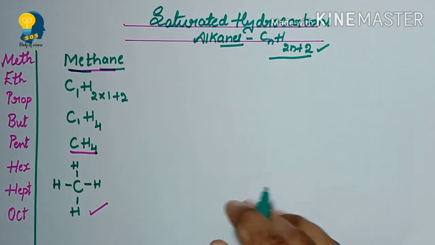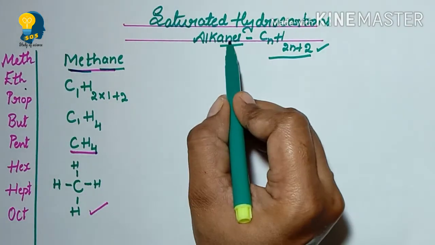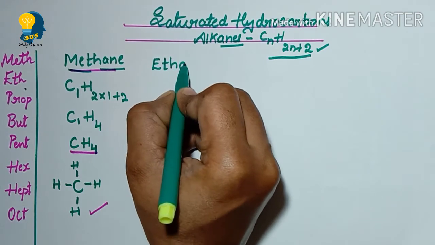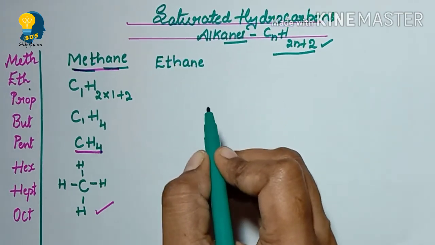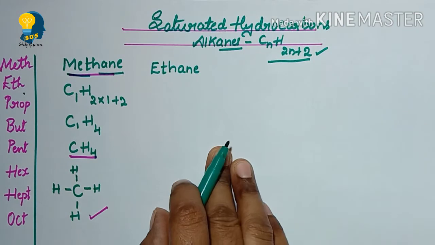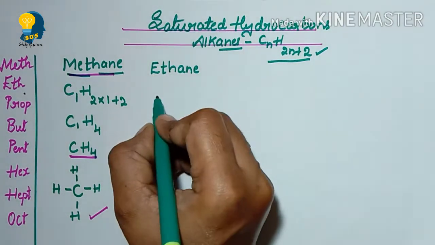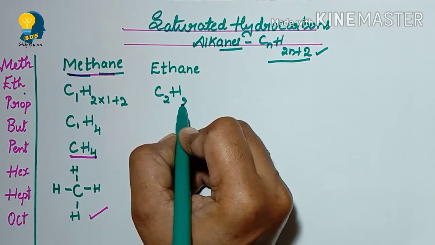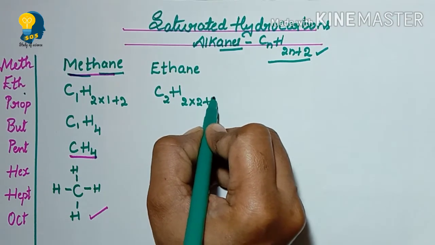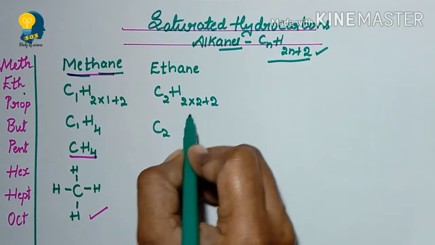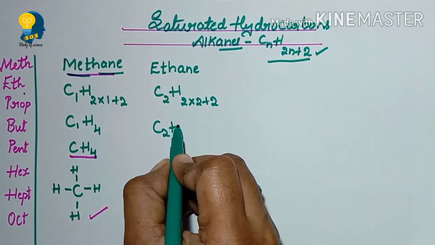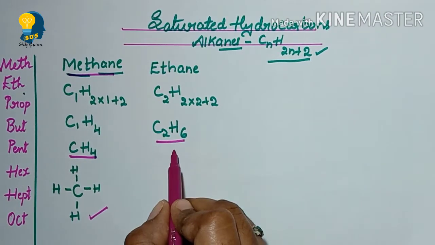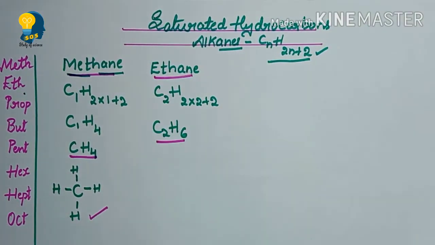And the second member is eth. Eth combines with ane, it becomes ethane. So ethane is the second member. So n is equals to 2. That means C2H2 into 2 plus 2. C2H, 2 2s are 4 plus 2 is 6. C2H6. So C2H6 is the molecular formula for ethane.